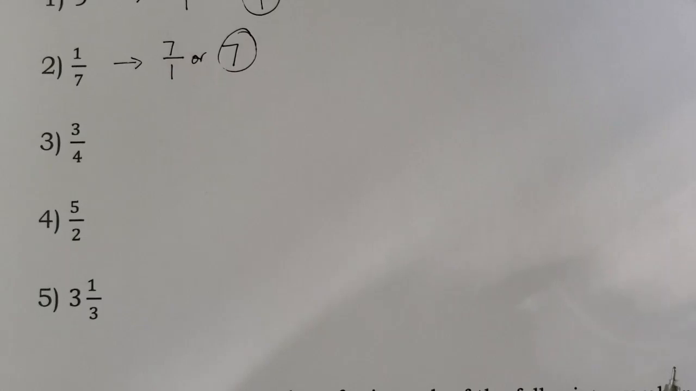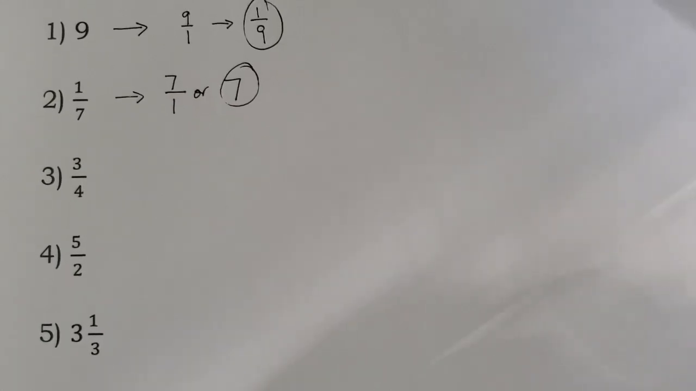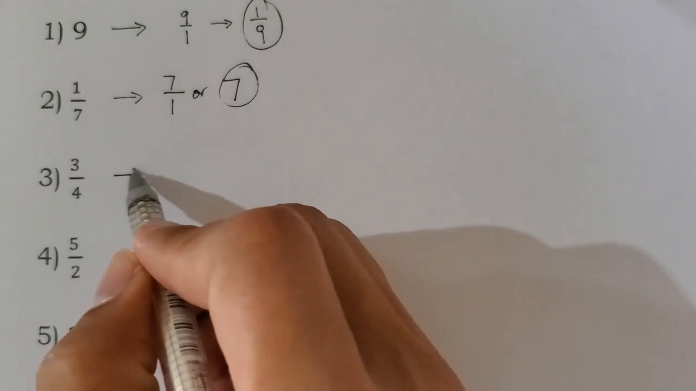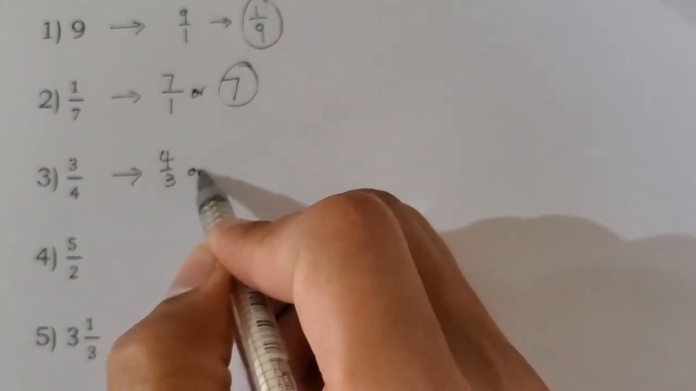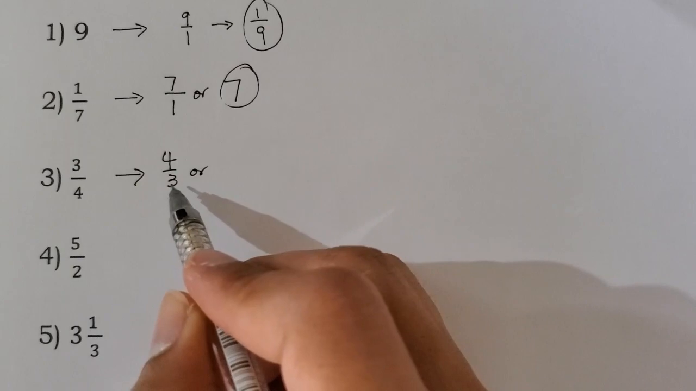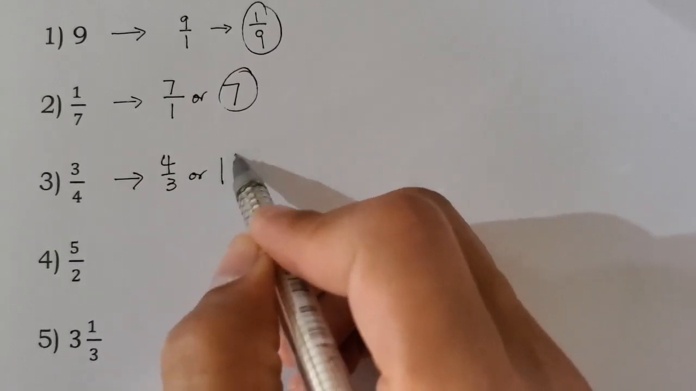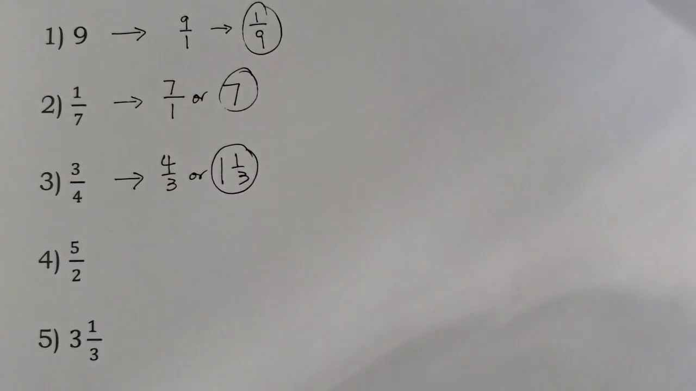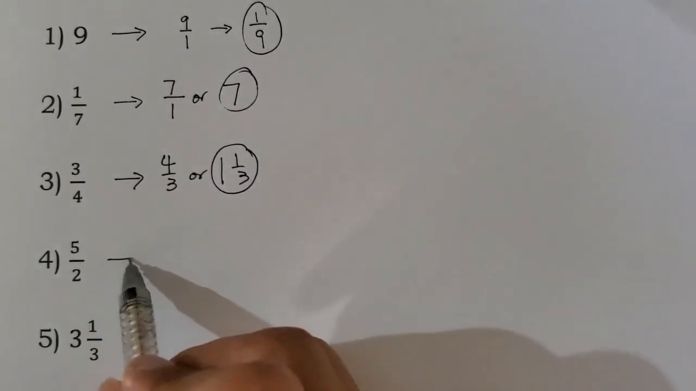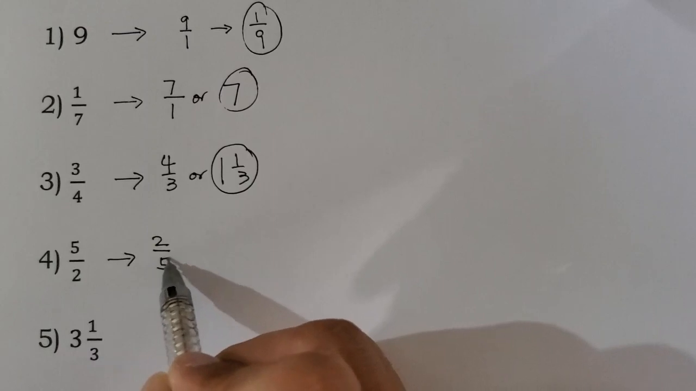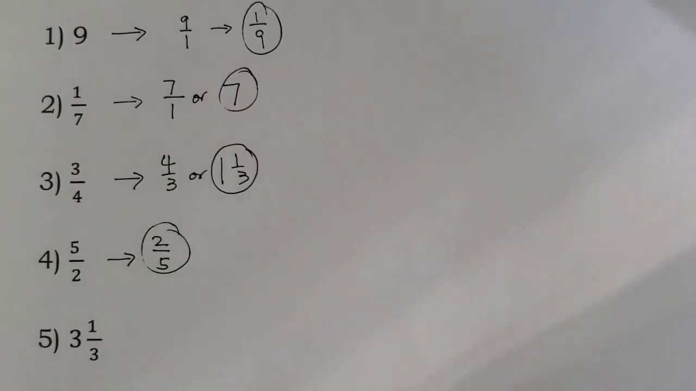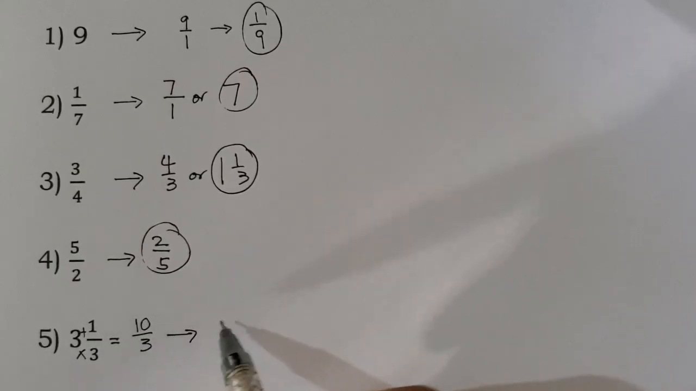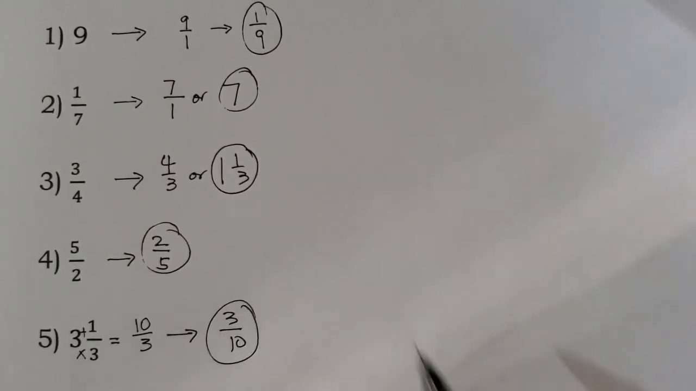For items number 3 to number 5, number 3 here, the reciprocal is 4/3, or because this is improper, that could also be expressed as 1 and 1/3. So that's the final answer. For item number 4, the reciprocal of 5/2 is 2/5. That's the final answer. And of course, for 3 and 1/3, I will really have to change this first into an improper fraction. 3 times 3 is 9 plus 1, that is 10/3. Then the reciprocal is 3/10.